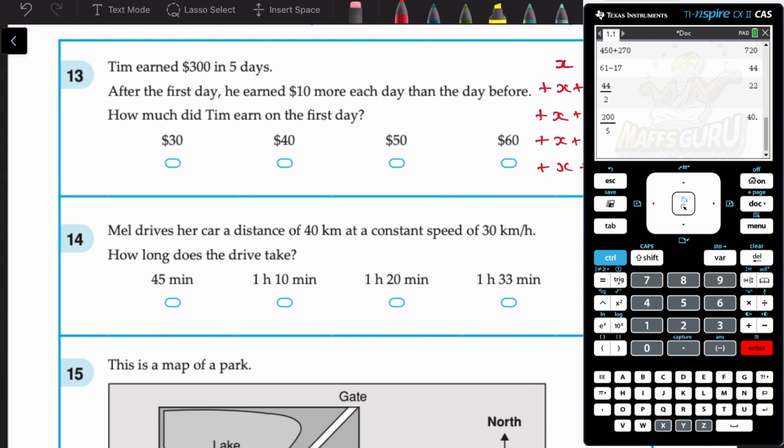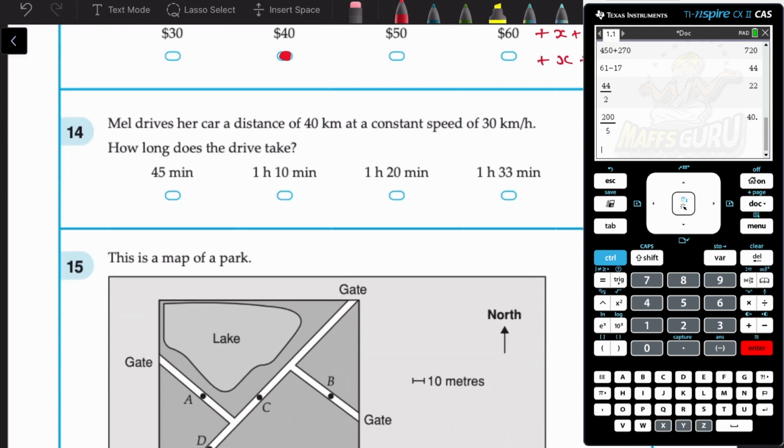Right, so how much did Tim earn on the first day? He earned $40. And again, if you want to check, just add those on. So he would have got $40 on the first day, $50 on the next day, $60 on the next day, $70 on the next day, and $80 on the next day. If we add all those together, that will give me my 300.